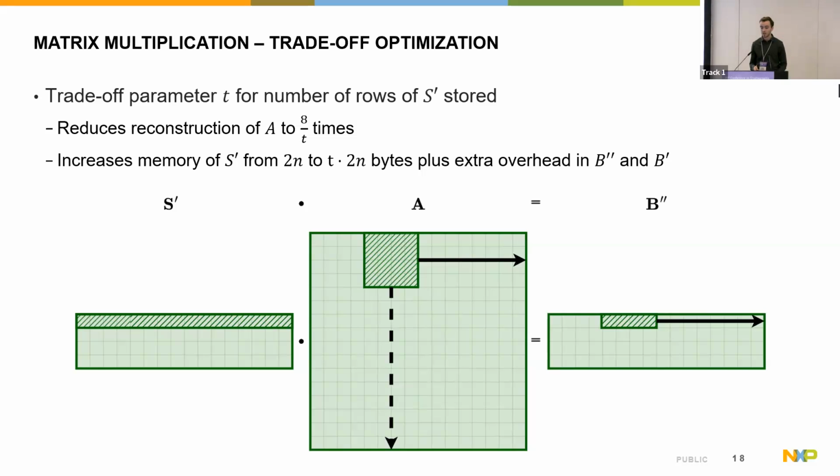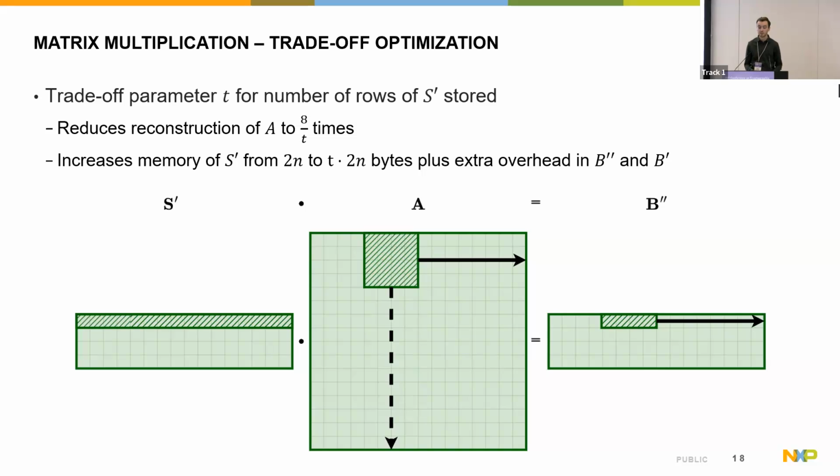Now, there is a big issue with this, and that is that after we finish this outer loop, we've actually only computed one row of B double prime because we only had one row of S prime. So we actually have to repeat this process a total of 8 times. And this means that every time we do this, we have to reconstruct A completely. And actually constructing A is the bottleneck of FrodoKEM. So this will have a very significant impact on the performance.